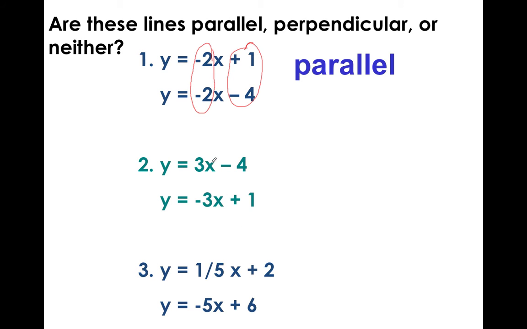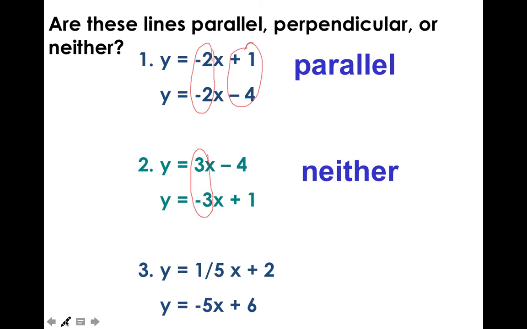Well, what about the second one right here? When I look at these, the slopes are not the same, so they can't be parallel. Sure, they have different signs, but they're not reciprocals of one another. And since these slopes are not reciprocals, even though they have opposite signs, that means that they must be neither. We could care less about the y-intercept if the slope doesn't fit parallel or perpendicular.